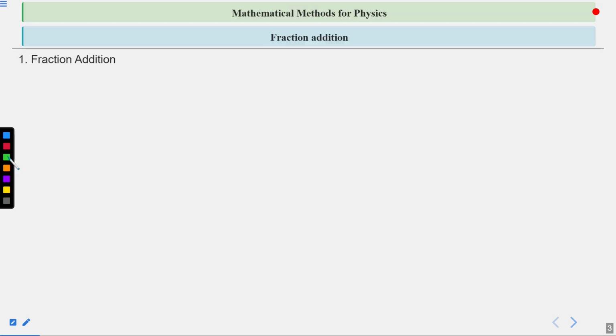So, our first topic is fraction addition. Like fractions. Suppose we have two numbers, 1 by 8 and 5 by 8. How can we add both the numbers? Look here. In 1 by 8, the denominator is 8, and in 5 by 8, the denominator is also 8.